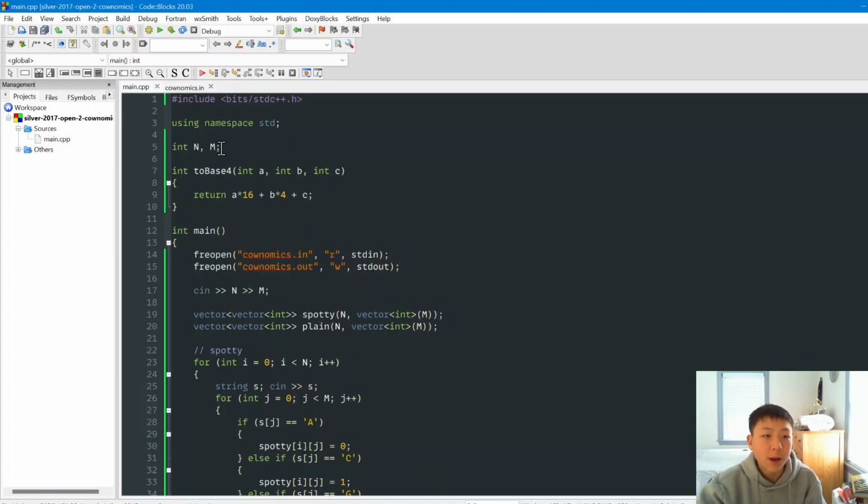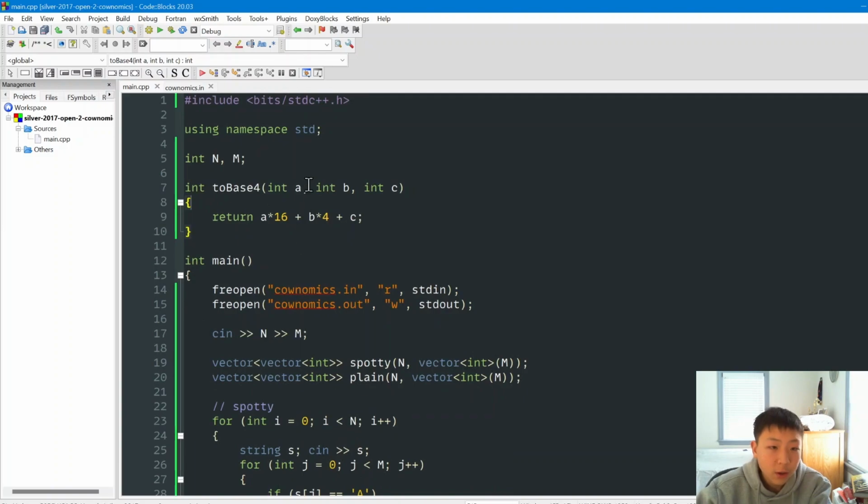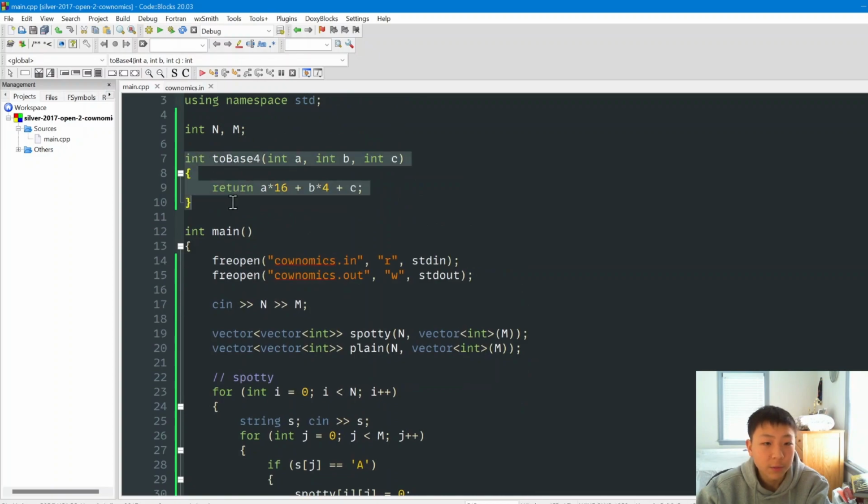So in the code, I'm going to have the N and the M, and I'm going to read in the N and the M over here. And I also have this function called toBase4, which is going to take in 3 integers, and it's going to return the base 4 of those integers. So if we look here, we're going to multiply A by 16 and B by 4 and C by 1, because C is going to represent the 1's place, B is going to represent the 4th place, and A is going to be representing the 16th place. So this is kind of our hash function.